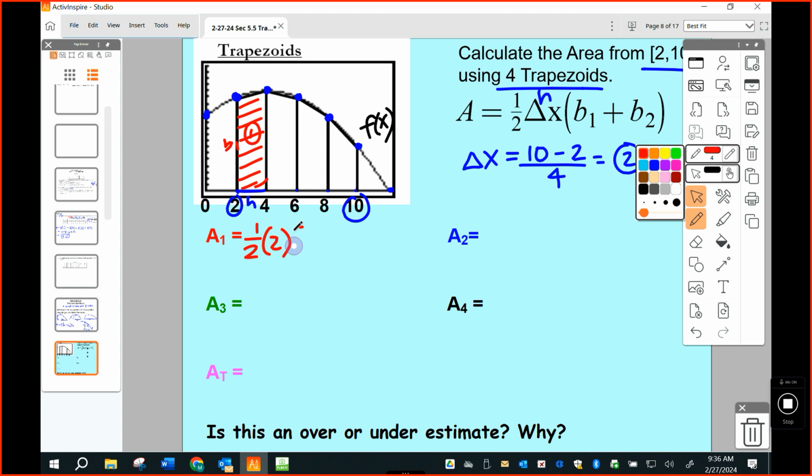F of 2. So I'm going to take that first x value, that a, plug it into my function. That would give me the length of base 1. Does that make sense? It's the y value. Okay. What's the length of base 2 right here? F of 4 would be that y value. So do we all agree that would be the area of that first red trapezoid? 1/2 times 2, times the sum of the bases. We don't know what f is right now, and that's okay. It doesn't really matter.